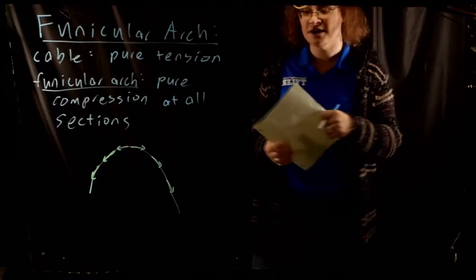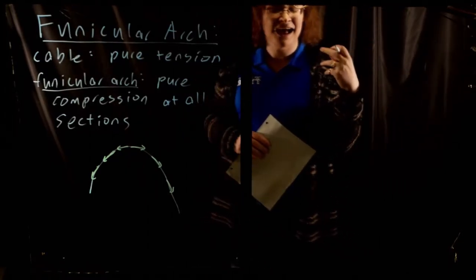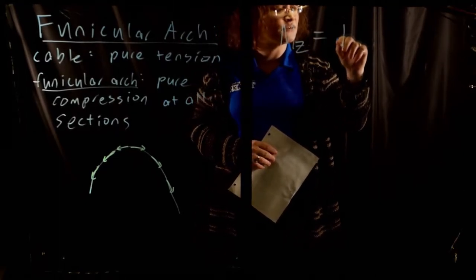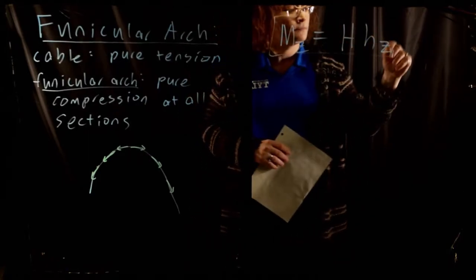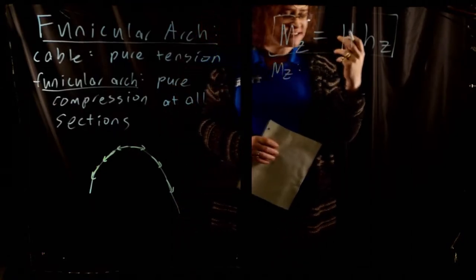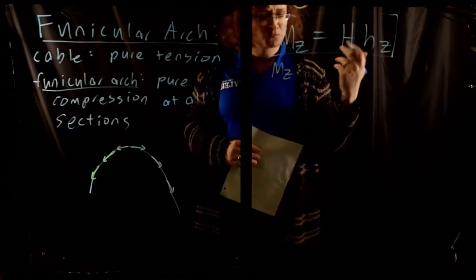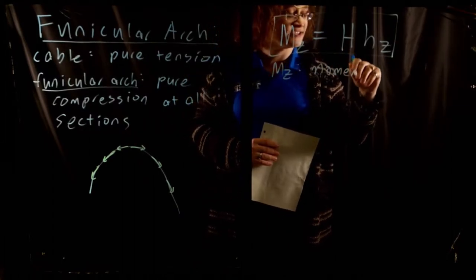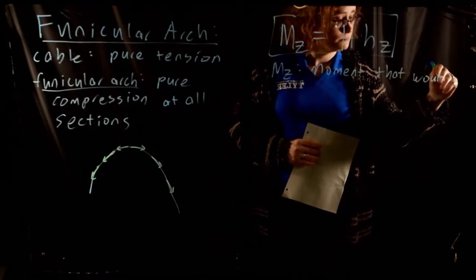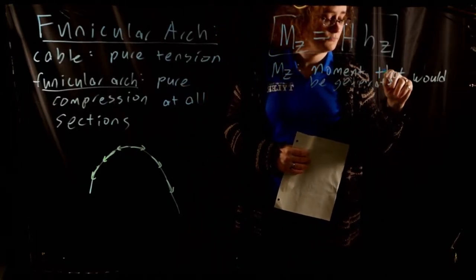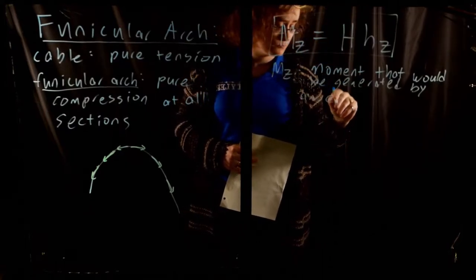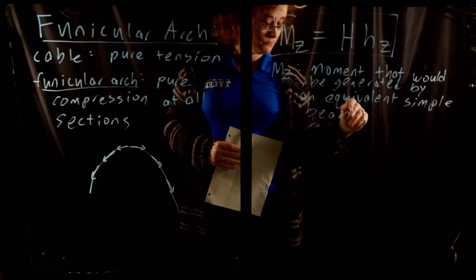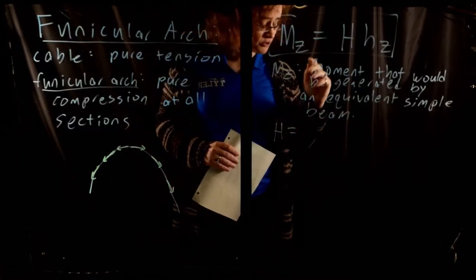In other words, what is special about a funicular arch is that this type of arch follows the behavior of the cable equation. And we saw in previous lectures that the cable equation is that Mz is equal to H times Hz. And again, as a reminder, Mz is, at some location in a beam or on an arch or a cable, the moment that would be generated at that particular location by an equivalent simply supported beam, or just a simple beam. H is our horizontal thrust.